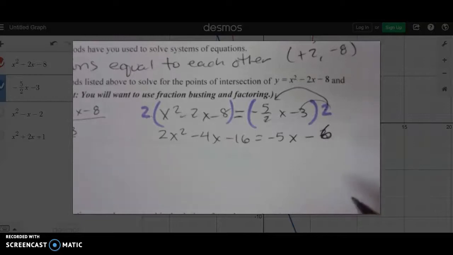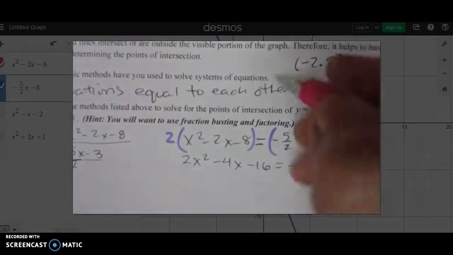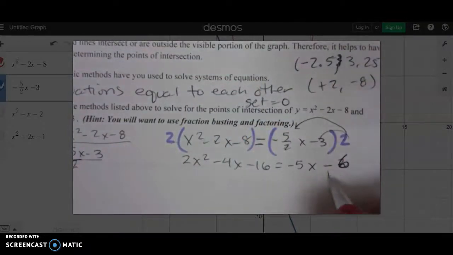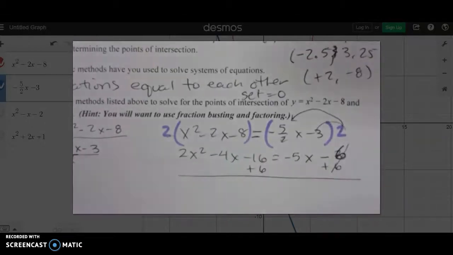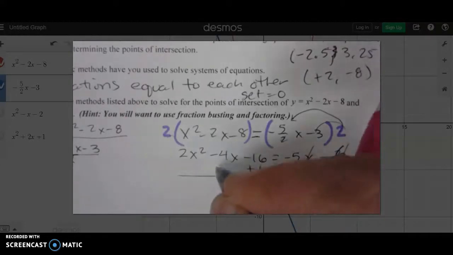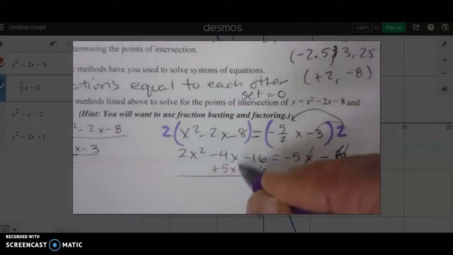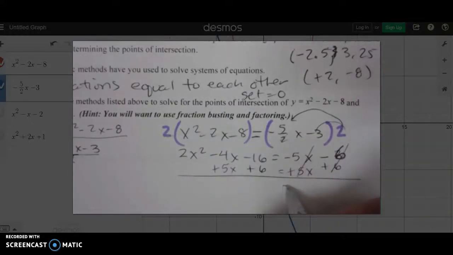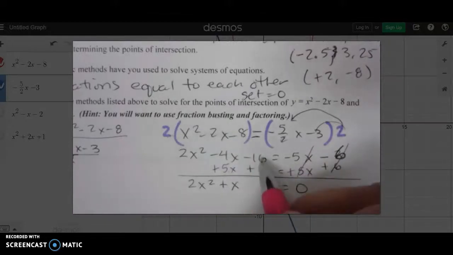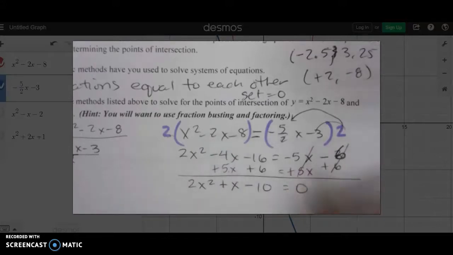Now we're going to set stuff equal to 0. So I'm going to add 6 to this side, so that cancels. If I add 6 here, I'm going to add 6 here. These are like terms because they're just plain numbers. I'm going to do 2 steps in one. I'm going to add 5x here so that I get 0 on this side, but if I add 5x, I'm going to add 5x over here. Notice I lined it up with the like terms. So this side equals 0. Those terms cancel out. Over here we get 2x squared. A negative 4 and a positive 5 is 1x. And a negative 16 plus 6 is a negative 10.